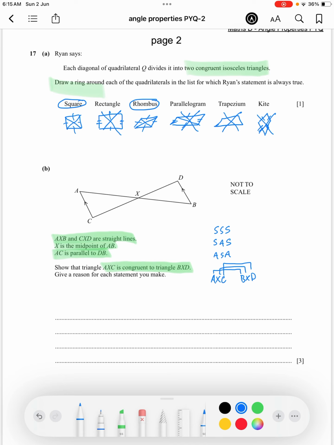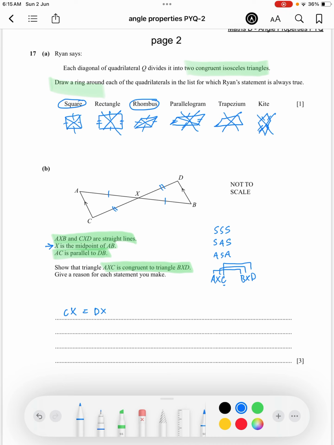Okay, so let's look at what we are given. We are given X is the midpoint of AB. Now that means AX and XB, they are equal. Also means that the side CX and the side XD are also equal. Different measurement there. So we can use that one as a start. So CX, so we start with C, which is corresponding to D, and X is still corresponding to X.